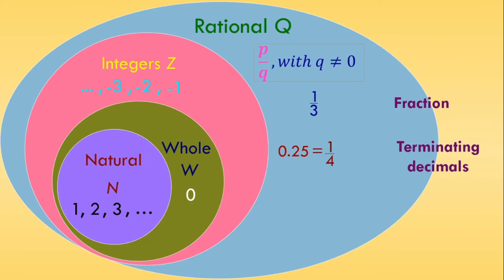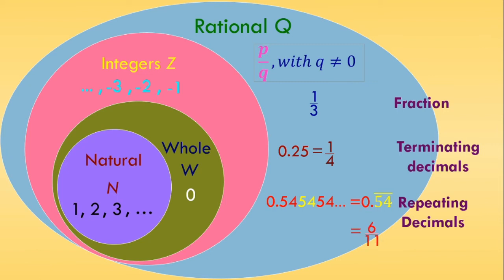The second is decimals which have a repeating pattern after some point, which are also rational numbers. For example, 0.545454, where the digit 54 is repeating continuously. This repeating decimal can also be written with a bar over the repeating digits. But the important thing is this number can be expressed as a ratio. It is 6/11. Then it satisfies as a rational number.